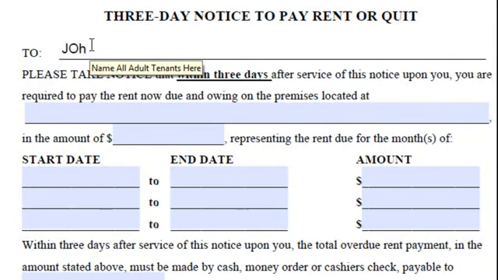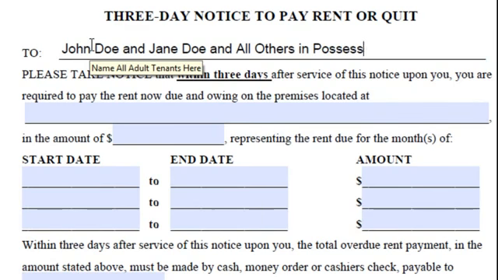So let's get started. So let's put in the names of the adult tenants. That's John Doe and Jane Doe. And then we also want to put all others in possession. Sometimes our tenants let people move in and we don't know about it, and we just want to make sure that the notice is for everybody. It's just a quick and easy thing to do. We just put it in right there.